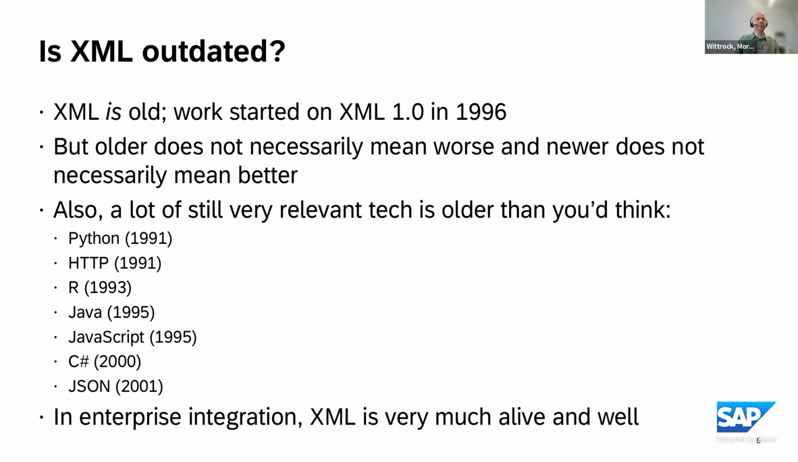Python, likely the most popular data science language, goes back to 1991. Also the HTTP protocol that we are using constantly. R, another data science language, '93. Both Java and JavaScript, '95. So a lot of this technology dates back to the previous millennium, basically, right? And especially in enterprise integration, XML is indeed alive and very well.